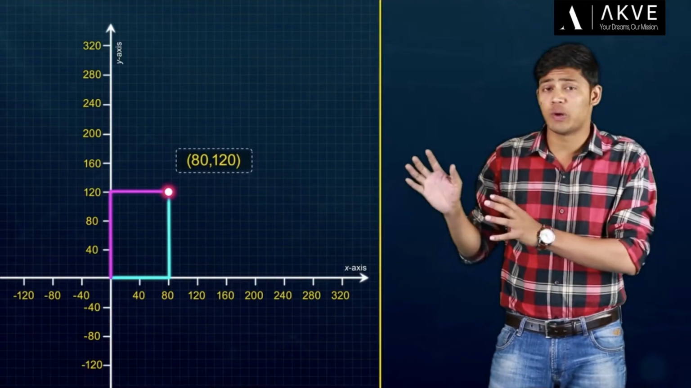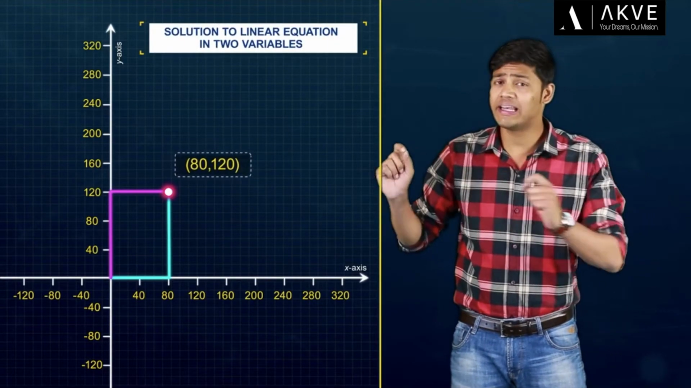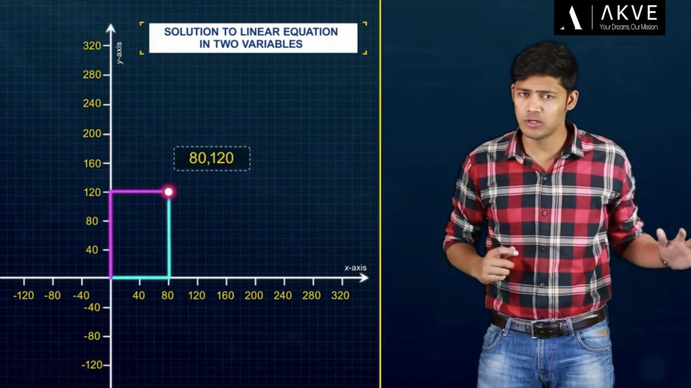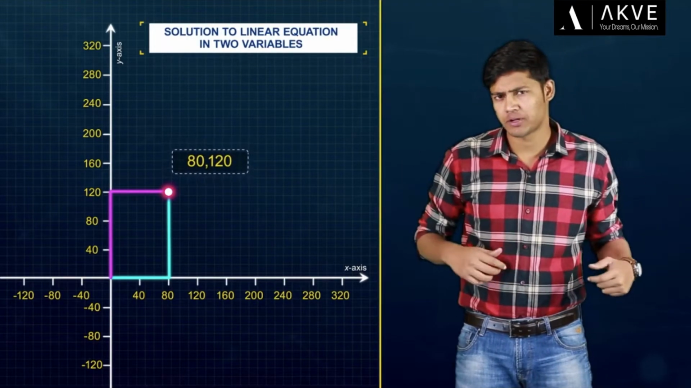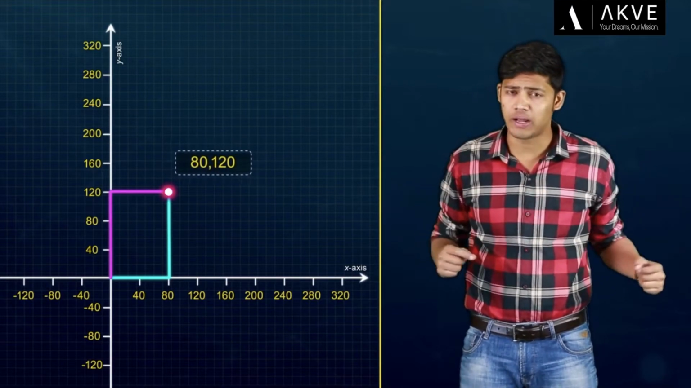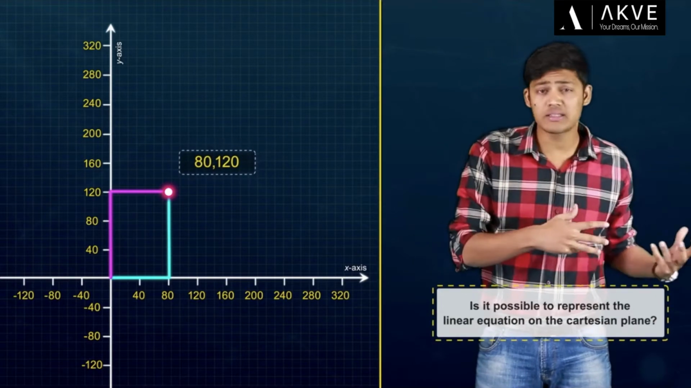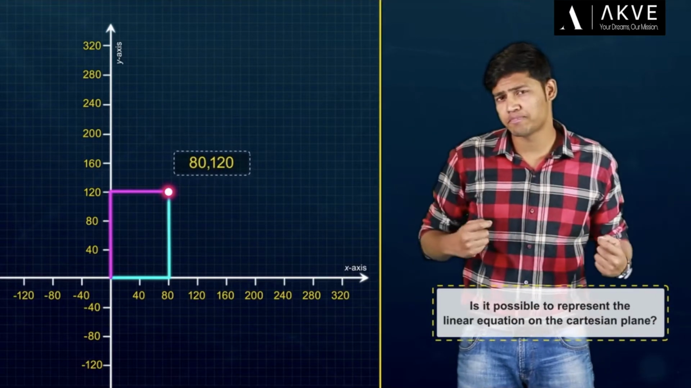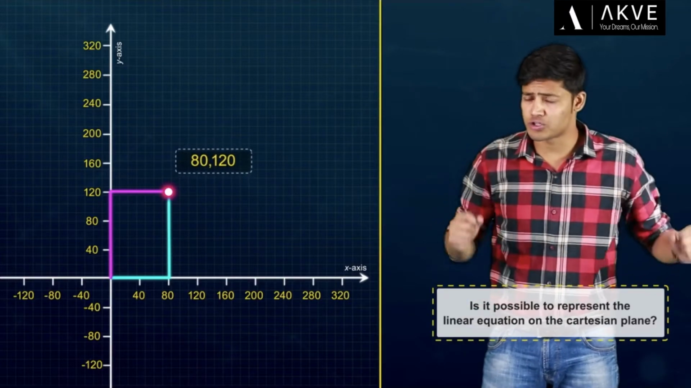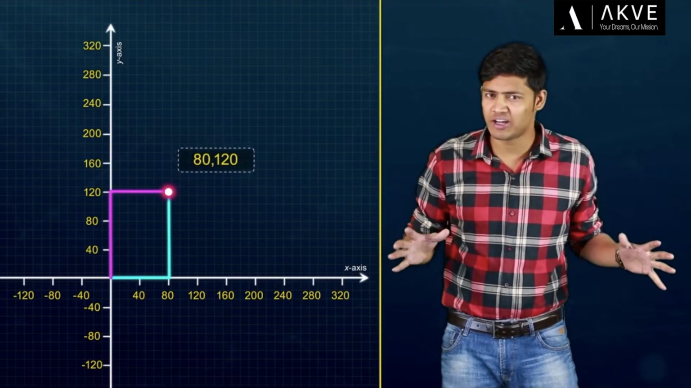So, in this way we can represent the ordered pair, that is, the solution to the linear equation in two variables on the Cartesian plane. Now, since we understood how to represent the ordered pair, is it possible to represent the linear equation itself on the Cartesian plane? Do you think that is possible? Yes, that's possible, and let's see how we do that.